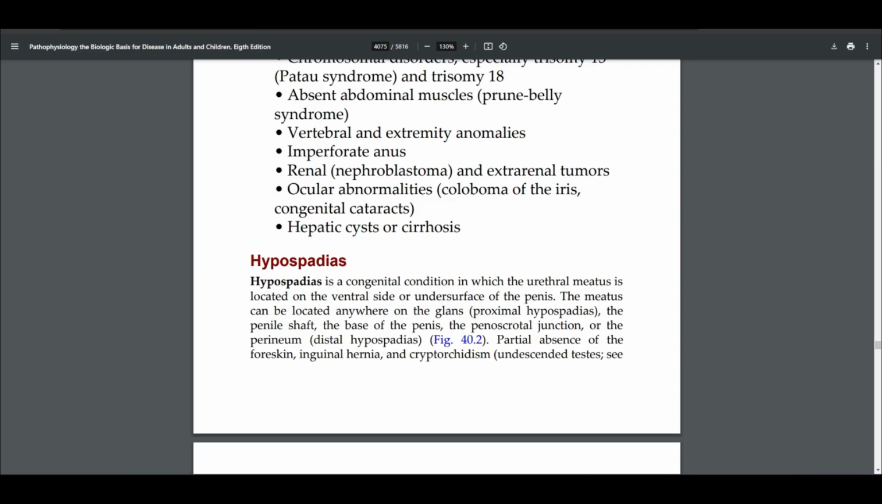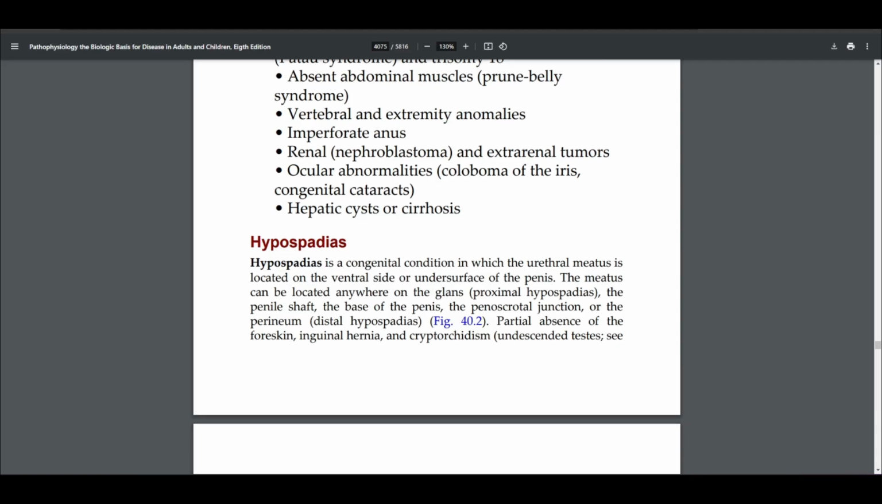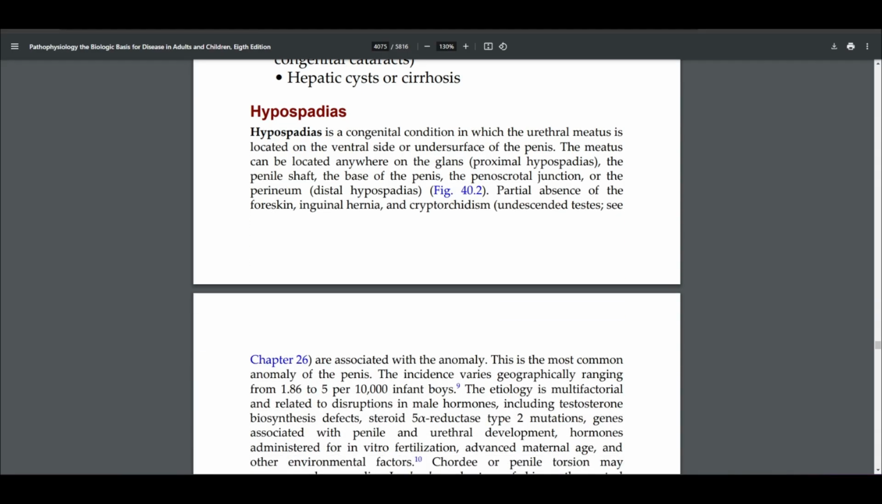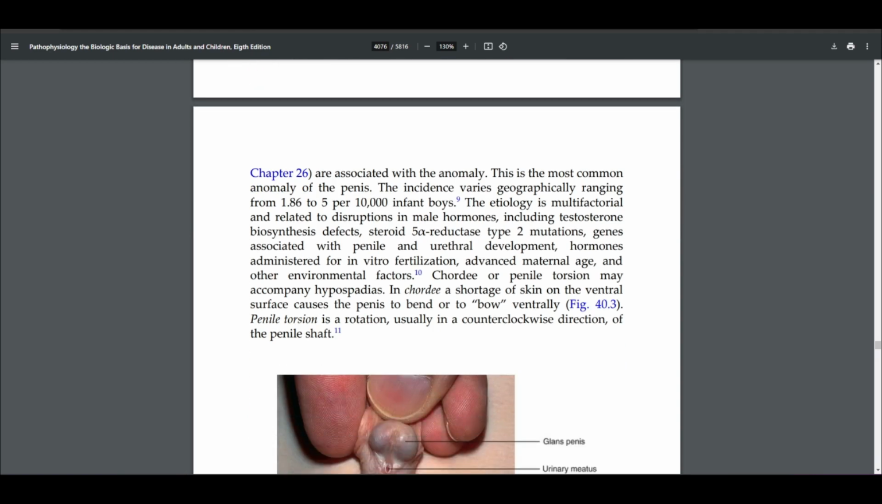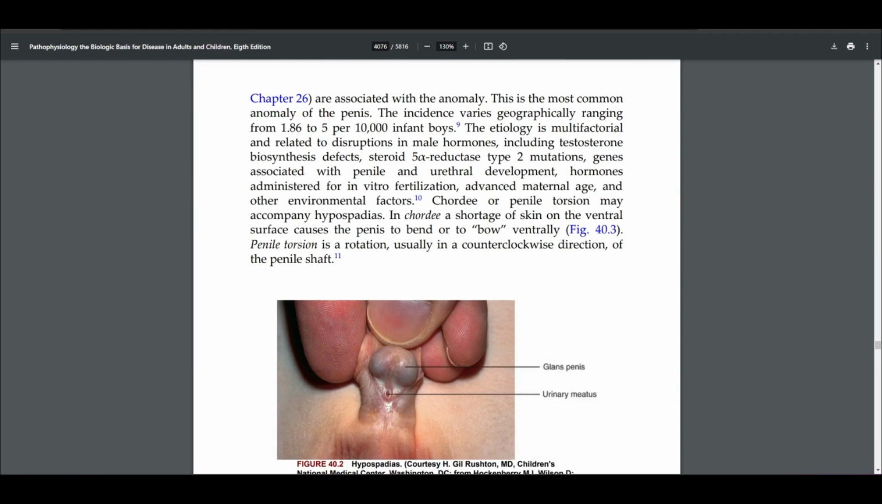Partial absence of the foreskin, inguinal hernia, or cryptorchidism, undescended testes, are associated with the anomaly. This is the most common anomaly of the penis. The incidence varies geographically, ranging from 1.86 to 5 per 10,000 infant boys.